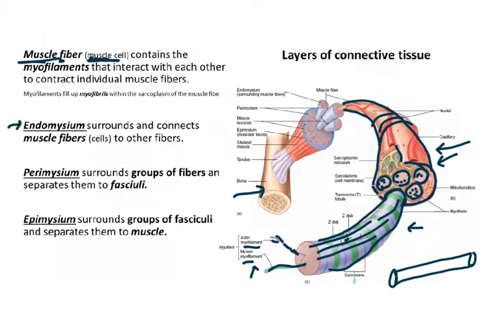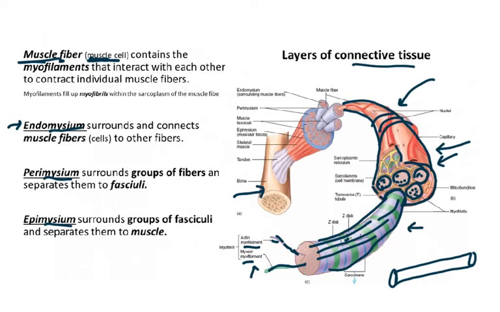And so we're going to see several layers of connective tissue. They're all going to be mysium, mysium, mysium, and we're going to have endo, peri, and epi. The endomysium is the most internal, and it's surrounding a single muscle fiber.